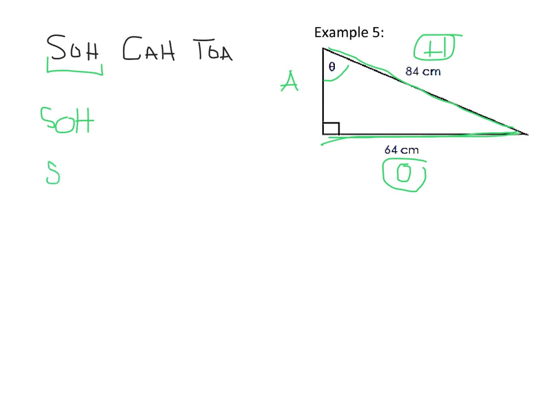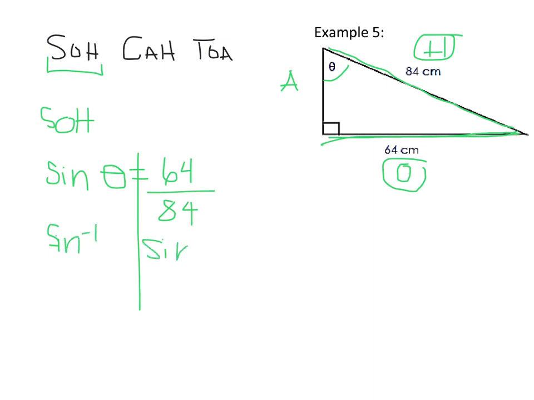Alright, so start off with sine of our angle, which we don't know, so theta, equals O over H. O is 64 and H is 84. And now we need to figure out what theta is, but right now it's sine of theta. We want theta to be all by itself. If it helps, you can draw the line down, and you could think I'm going to do inverse sine on both sides. If it helps you to balance, that's totally fine.